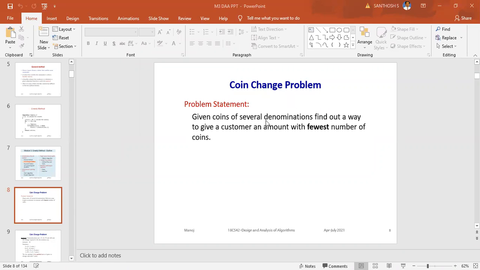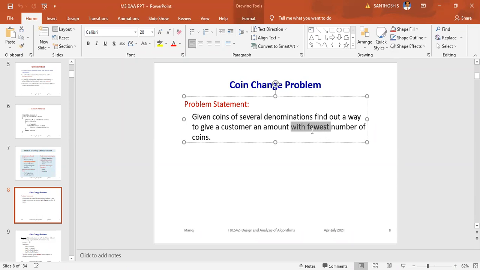Given coins of several denominations, coins meaning notes and coins like 10 rupee note, 5 rupee coin, 2 rupee coin, 1 rupee coin. You are all familiar with denominations, right? Given the coins of several denominations, find a way to give a customer an amount with the fewest number of coins. Understand the word: many denominations are there, but you find a way with the fewest number of coins.